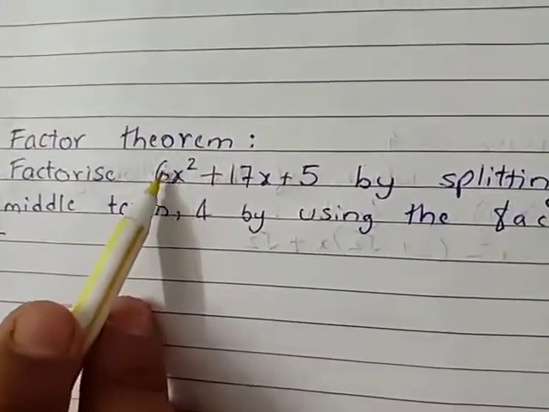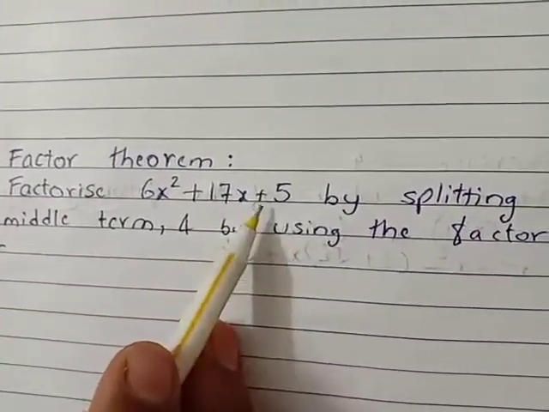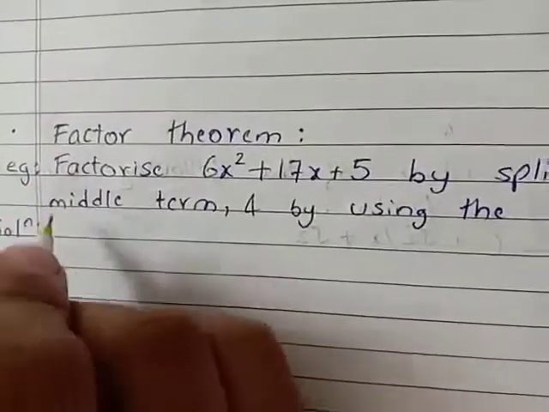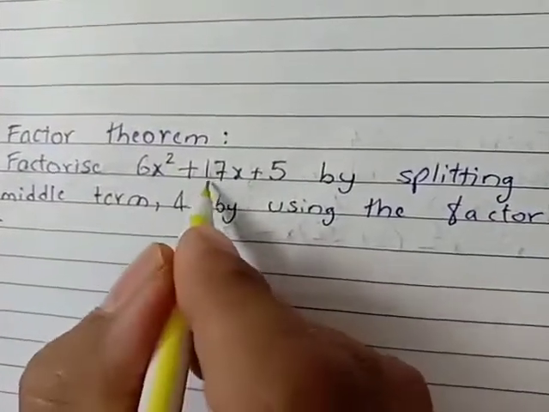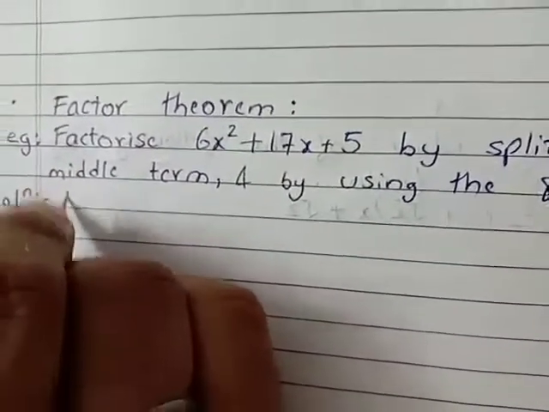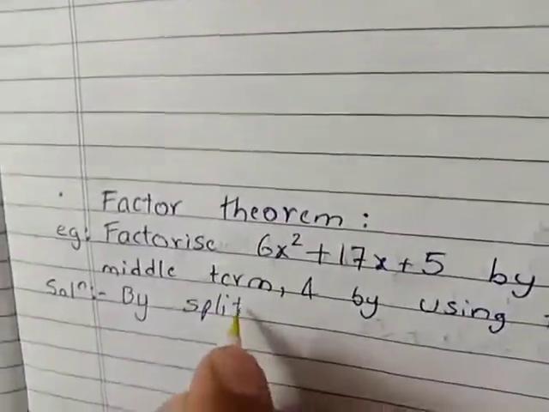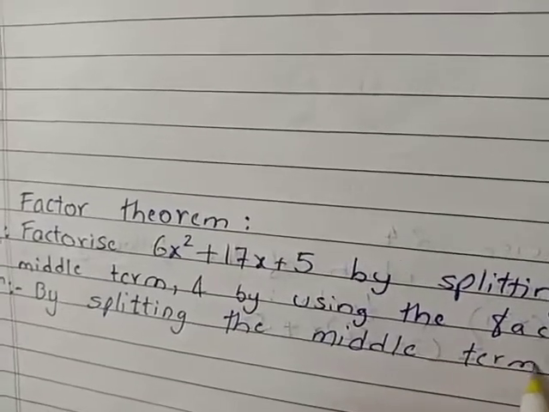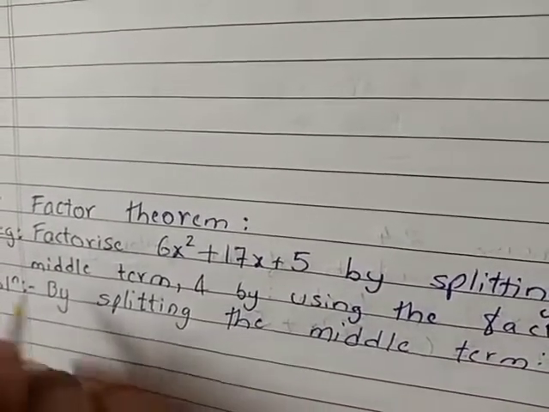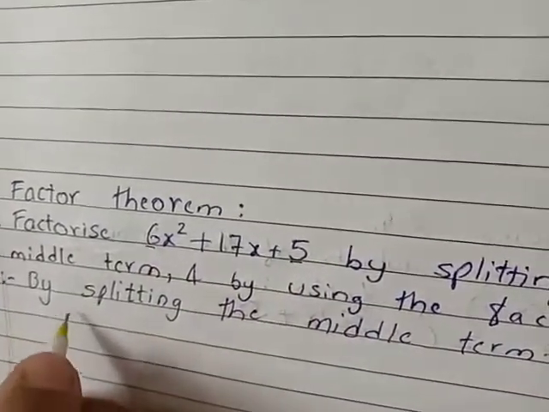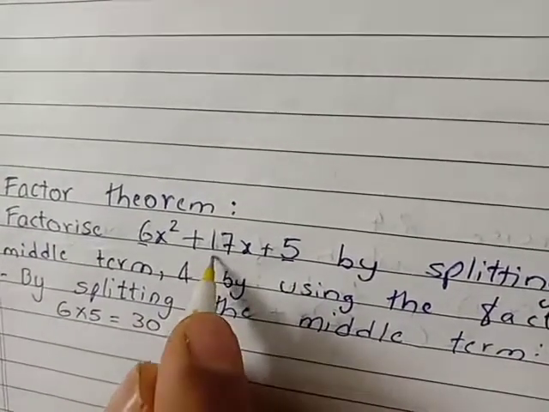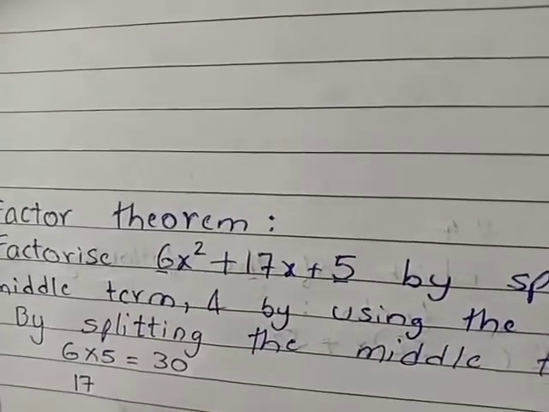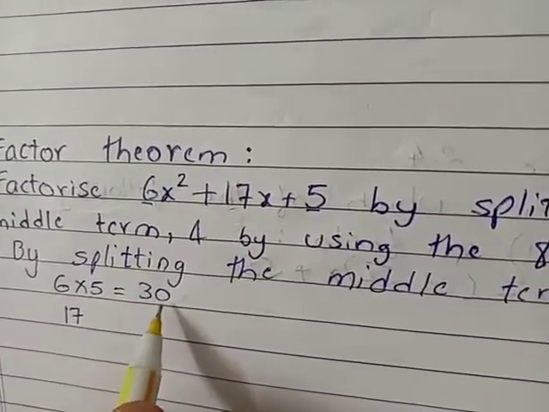Now let's see factor theorem. Example: factorize 6x square plus 17x plus 5 by splitting the middle term and by using the factor theorem. Okay. So we'll solve this by splitting the middle term. First you have to split this 17x. How will we do that? By splitting the middle term. Okay. Now 6 into 5 is 30. Okay. And this 17x, 17 write as it is. Okay. Now you should get two numbers such that if you add you will get the value 17 and if you multiply you will get the value 30.